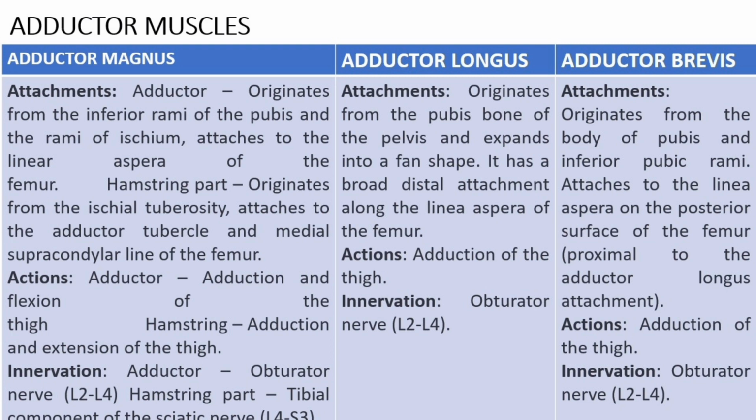Adductor brevis. The adductor brevis is a short muscle, lying underneath the adductor longus. It separates the anterior and posterior branches of the obturator nerve and is an important anatomical landmark within the medial thigh. Attachments. Originates from the body of pubis and inferior pubic rami. Attaches to the linea aspera on the posterior surface of the femur proximal to the adductor longus attachment. Actions. Adduction of the thigh. Innervation. Obturator nerve L2 to L4.